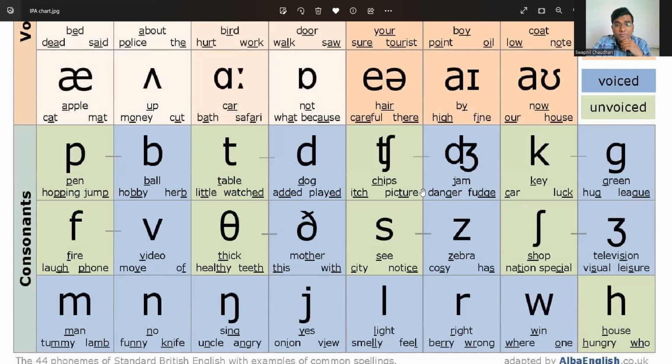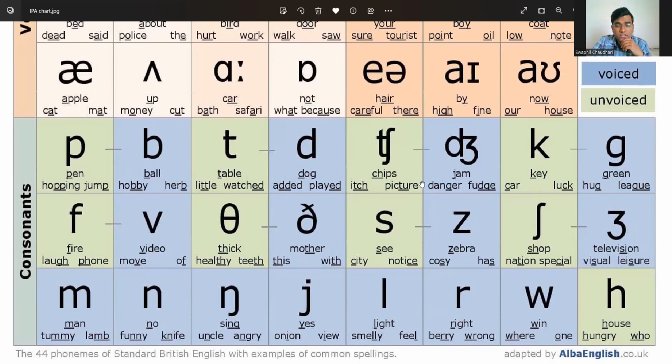Now, I know you might be wondering why on earth we are learning these things. Don't worry, bear with me and I will explain it to you in a while. Now, the little concept that we have over here, you can see voiced and unvoiced. Some of these consonants are in green and the others are in blue. So that is voiced and unvoiced.